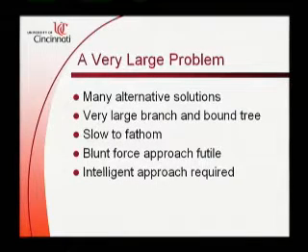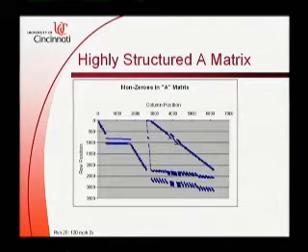So we really need an intelligent approach to this problem. What I have done is I have looked at this A matrix, this constraint matrix, and really found a very strong structure in this matrix. What we have plotted here are the non-zeros in the A matrix. The blue areas are non-zero coefficients, and the remainder of that space is all zeros. So you can see we have a very sparse A matrix.